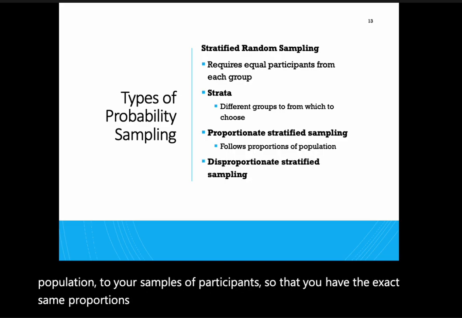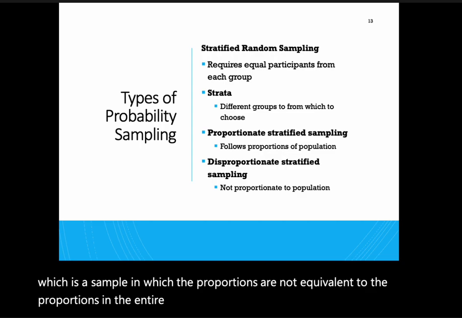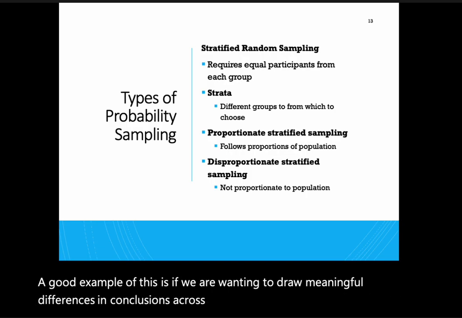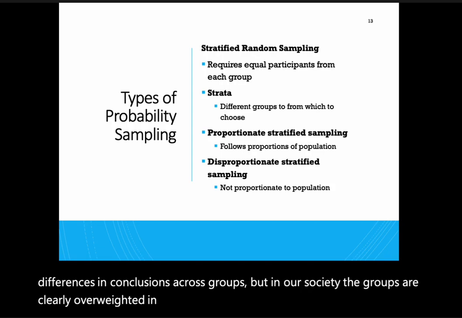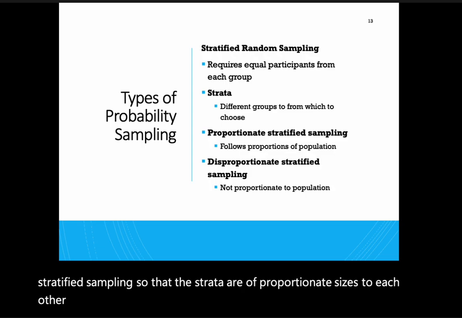We also have disproportionate stratified sampling, which is a sample in which the proportions are not equivalent to the proportions in the entire population. A good example of this is if we are wanting to draw meaningful differences in conclusions across groups, but in our society the groups are clearly overweighted in one direction, we might do disproportionate stratified sampling so that the strata are of proportionate sizes to each other, even though they don't represent what's in the population.